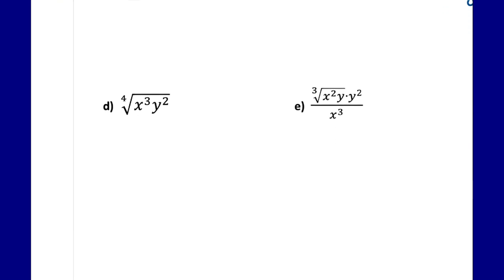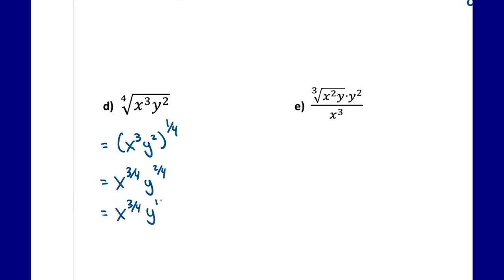D, similar concept. It's the fourth root of x to the power of 3y squared. This would be the same thing as saying x to the power of 3y squared, all to the power of 1 over 4. Using my power laws, I can now multiply these exponents. So x to the power of 3 over 4, y to the power of 2 over 4, which just becomes x to the power of 3 over 4, y to the power of 1/2. And I can't simplify that any further. They're different bases, so I'm going to leave it as is.